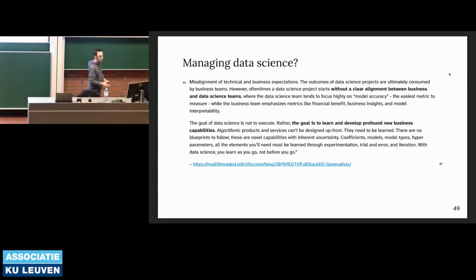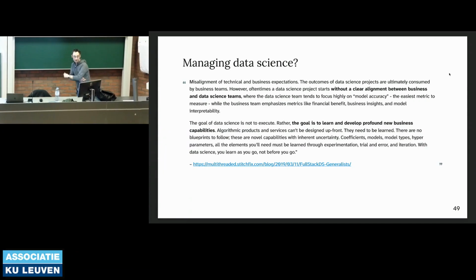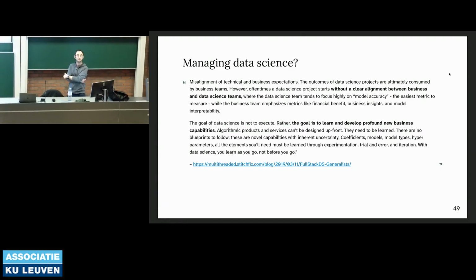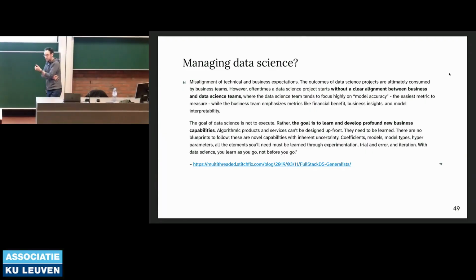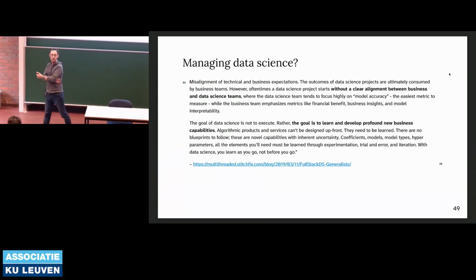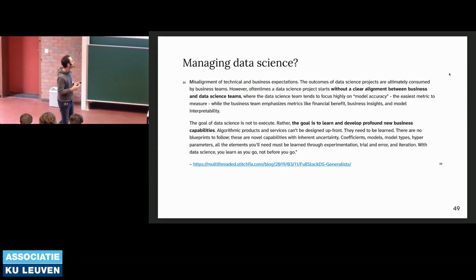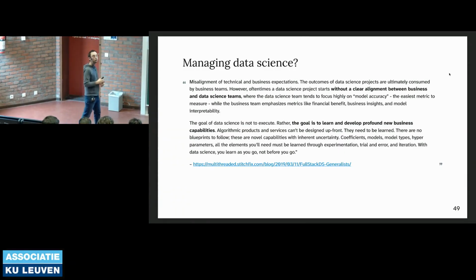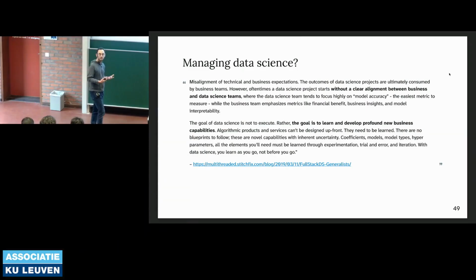Well, it's not wrong. What's the issue? Misalignment of technical and business expectations. Data science projects, AI projects, machine learning projects are ultimately consumed by business teams. However, those projects often start without a clear alignment between business and data science teams. How could they? Data scientists are good at the data science. They know their data, they know their algorithms, and so on. Business people are good at their business. They oftentimes do not have a clear way to communicate. Or oftentimes, when they are pushed into a way to communicate, there is no clear time frame behind it.